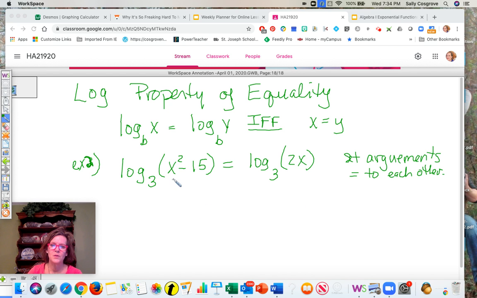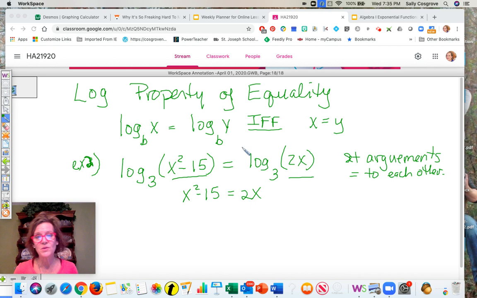All right, so this is the argument of the first log on the left side, and this is the argument of the second log on the right side. So now I'm going to say what? X squared minus 15 equals 2x. And all of a sudden, what the heck? The logs went away. And why did they? Well, we used the property, and now we look at it like, wait, it's not even log or exponential anymore. Now it's quadratic. Yippee. Why? Because quadratic we've done, and it's really algebra 1.